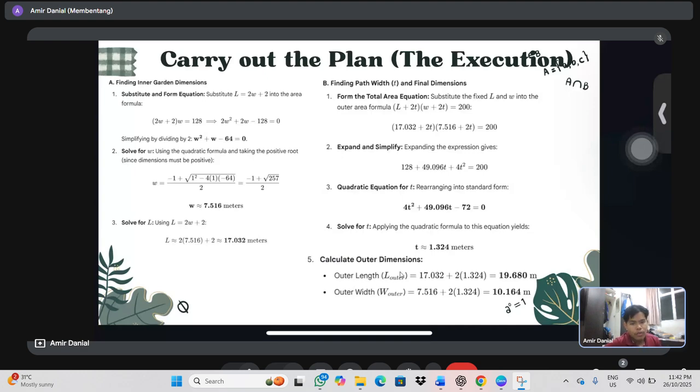So step 5, calculate outer dimension. Outer length L outer equal to 17.032 plus 2 multiply 1.324 equal to 19.680 meters. And then for the outer width, we let W outer equal to 7.516 plus 2 multiply with 1.324 equal to 10.164 meters.